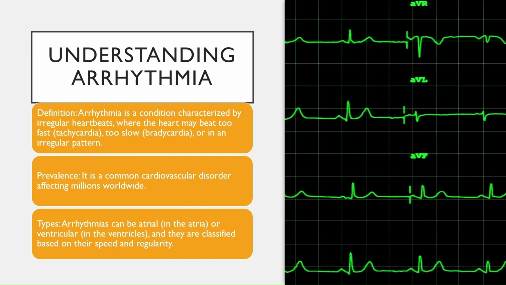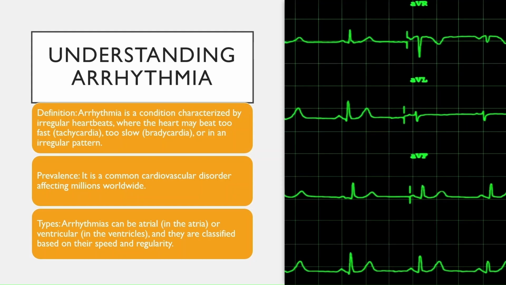Okay, so first I'll just give you a small introduction about what my project is. Let's start by understanding arrhythmia. Arrhythmia, as we know, is a heart condition characterized by irregular heartbeat, where the heart may beat too fast, a condition called tachycardia, or too slow, a condition called bradycardia, or simply in an irregular pattern. Its prevalence: arrhythmia is a common cardiovascular disorder affecting millions of people worldwide. To give you an example, in the US alone, there are currently 40 million people living with diagnosed arrhythmia.